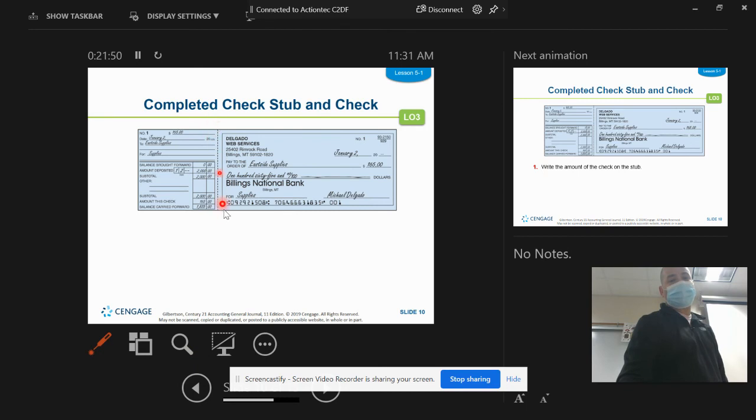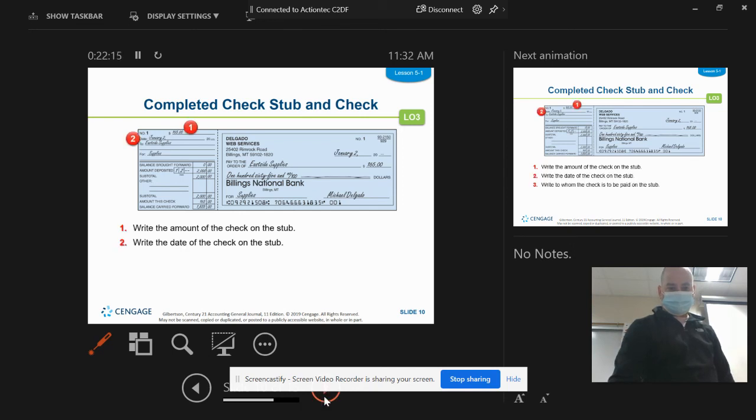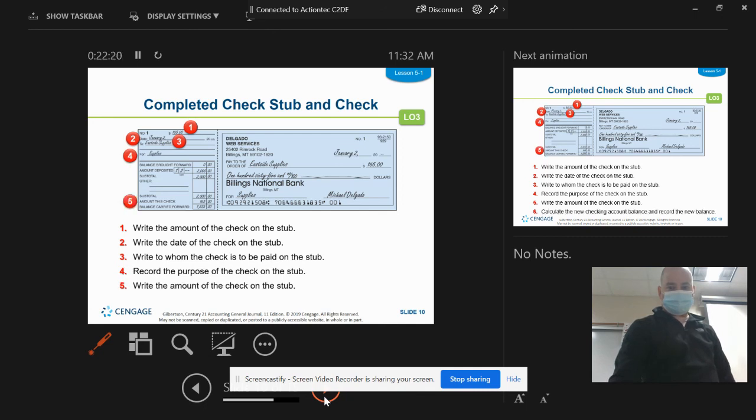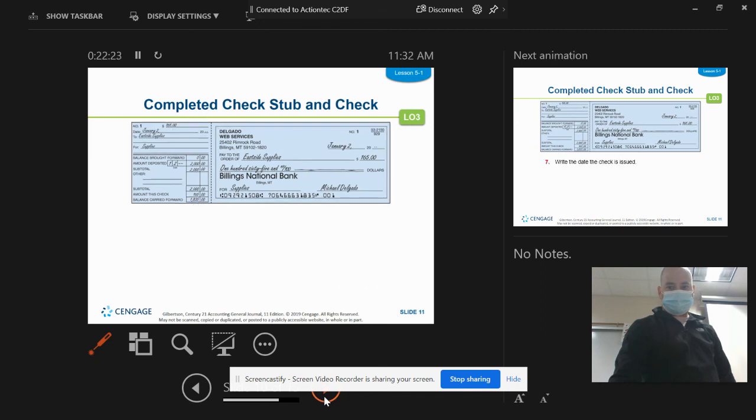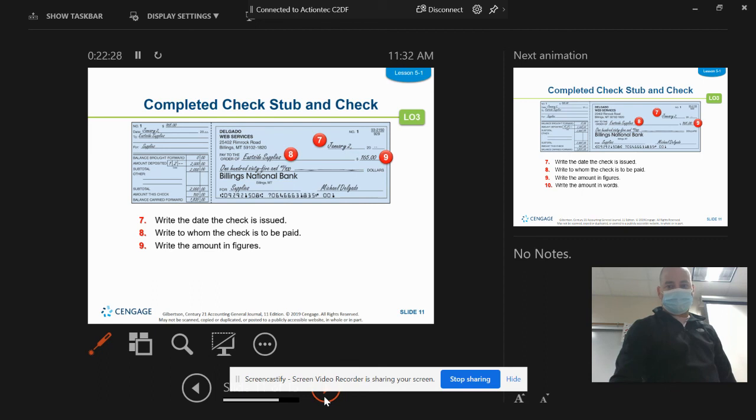Then I would tear this check off right on the dotted line, right here. I would give this to Eastside Supply, and then I keep my check stub in my business checkbook, and I've got it there forever, essentially. Questions on completing a check stub and a check? Lots of steps, but pretty straightforward.